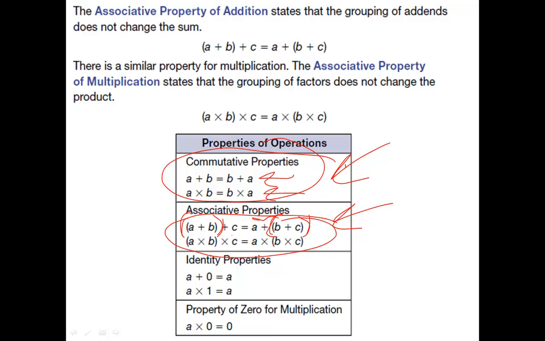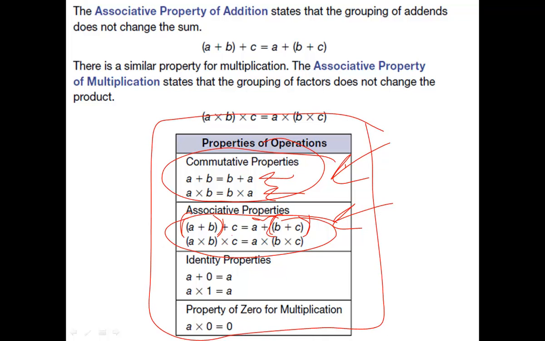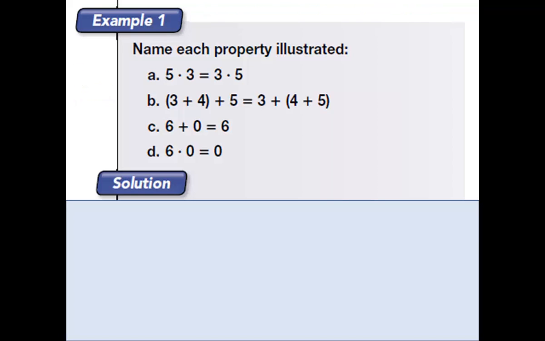Then you need to remember the identity properties of A plus 0 equals A, and A times 1 equals A. And the property of 0 for multiplication: A times 0 always equals 0. This table right here is something that I would write down in your math book, your math binder somewhere to keep handy, to refer to. It's a great reference. So let's go ahead and try this. Name each one of these properties illustrated.